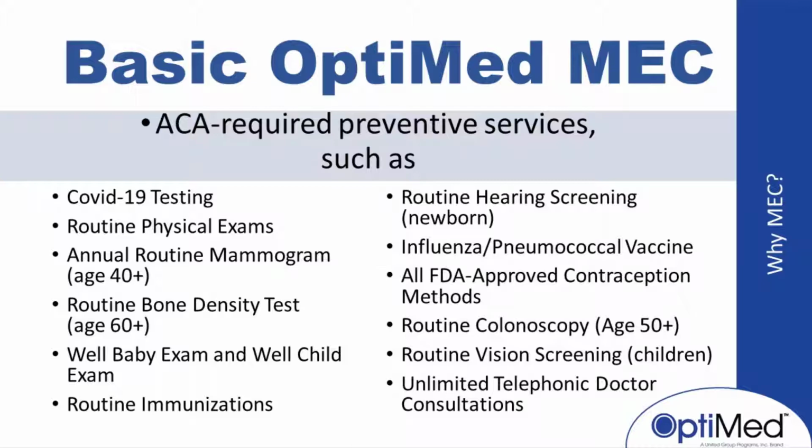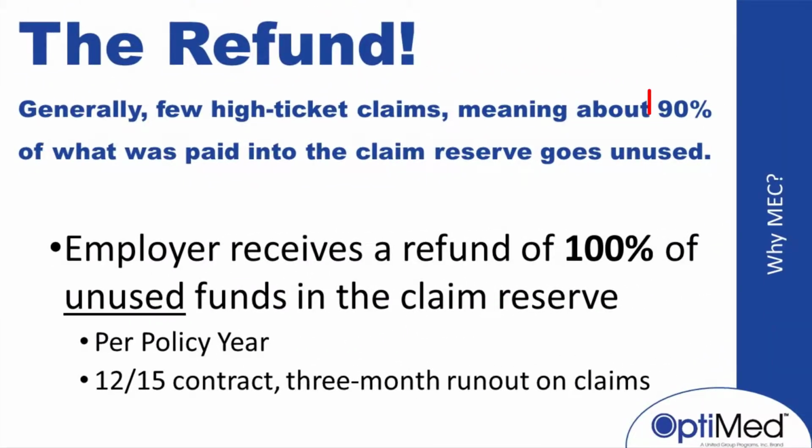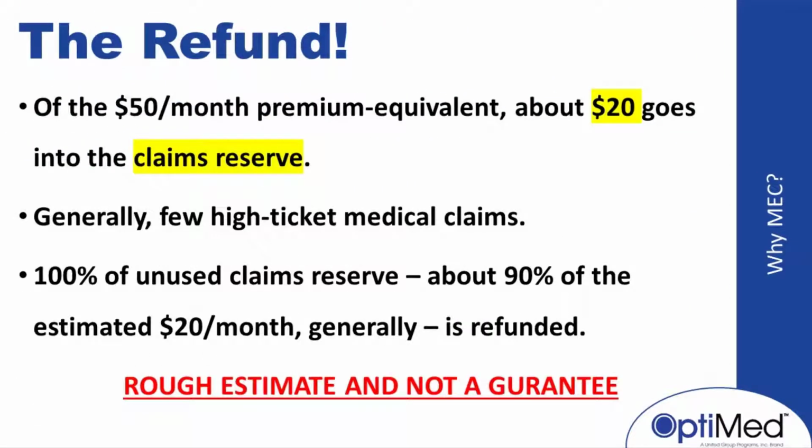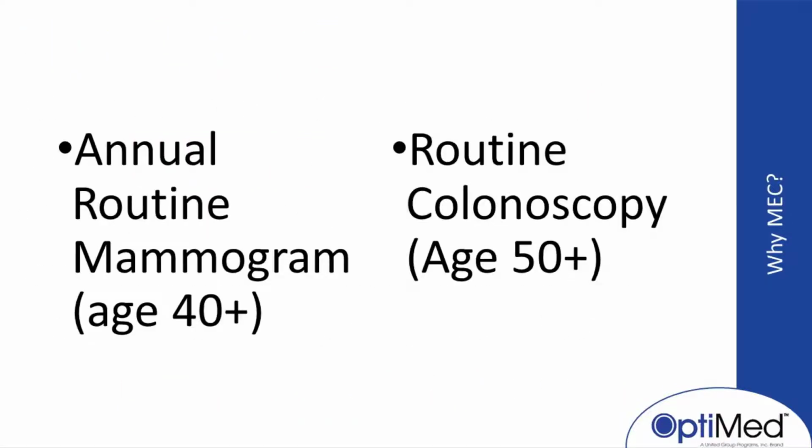And that most groups get somewhere around 90 to 100% of their claim reserve back. So when we bill them that level premium, and let's say $20 is going into their claim reserve, that times every employee, and we pay claims out of that, because you don't have any high ticket dollar item claims. Your high ticket dollar claims on a MEC program are mammograms for females over the age of 40 and colonoscopies for any employee over the age of 50. But just because they can go get a free colonoscopy doesn't mean employees are lining up around the block to get one.